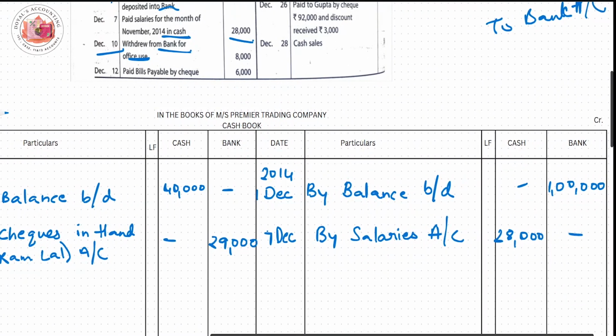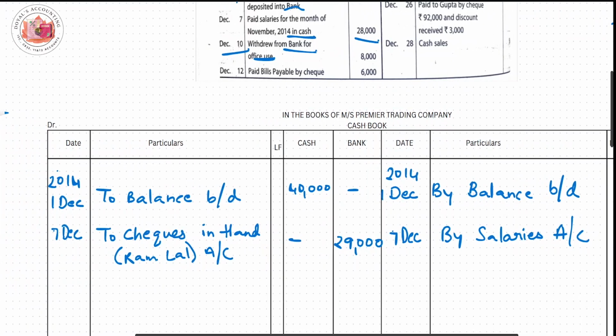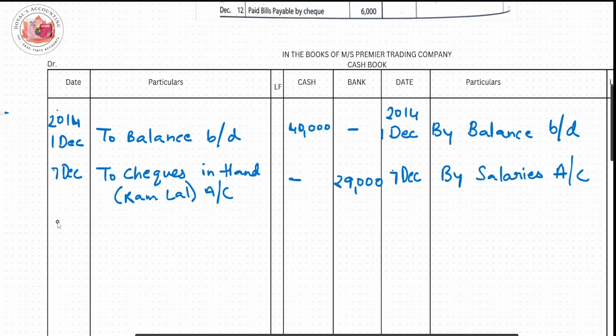Here is one easy trick for you to record these contra entries. What are the accounts involved? Cash and bank. So think this is only a cash account, there is no bank. How will you record in a cash account? Cash account debit to bank, because cash is coming in, right? So over here on 10th December, I will write to bank account, contra, because it's a contra entry where both accounts are involved, 8,000 in the cash column, because I am writing this transaction from the point of view of cash.